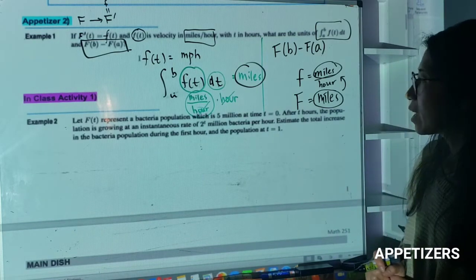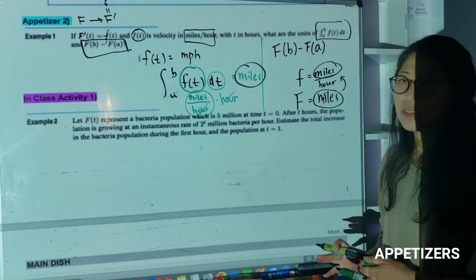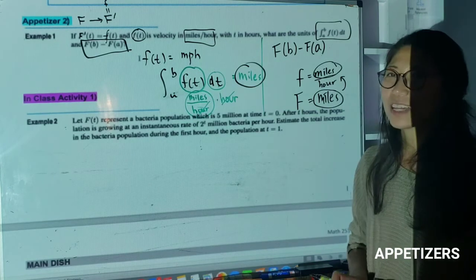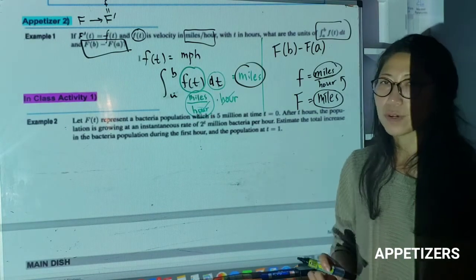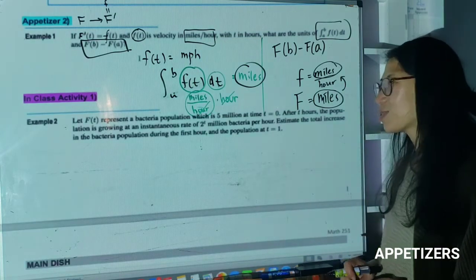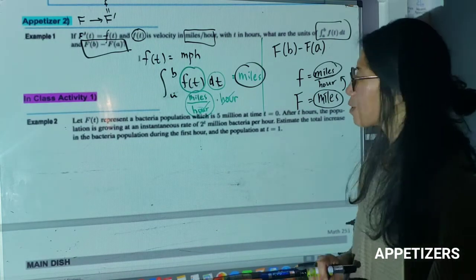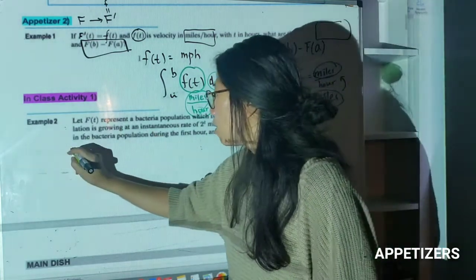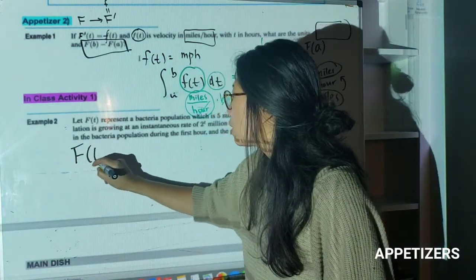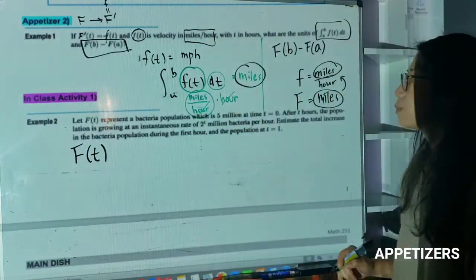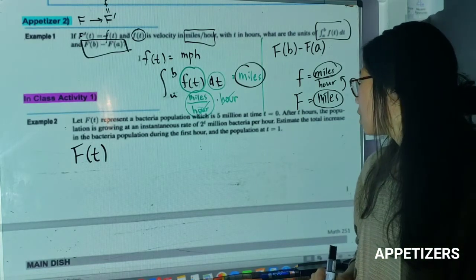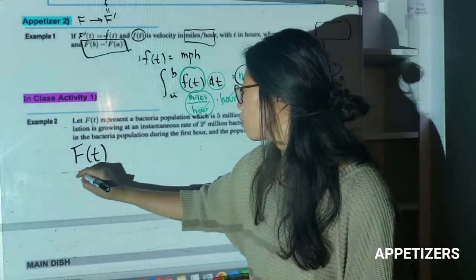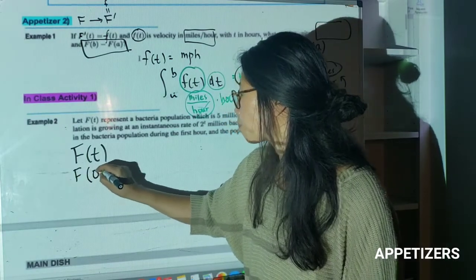Okay, so now let's look at the next problem. You can pause it and try. Actually, I thought that you will be able to understand if you see what the original function is and what the derivative function is. So you can try it, or you can do it together with me right now. Here, always look at the unit. F of t represents a bacteria population, which is 5 million at time t equals 0. So some information I'm going to keep writing down.